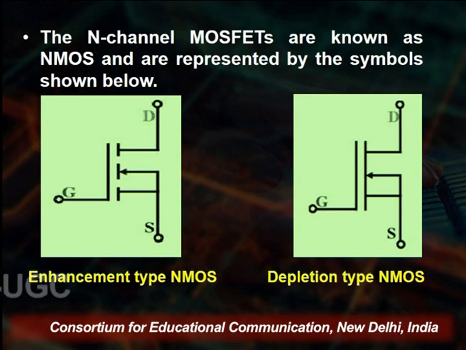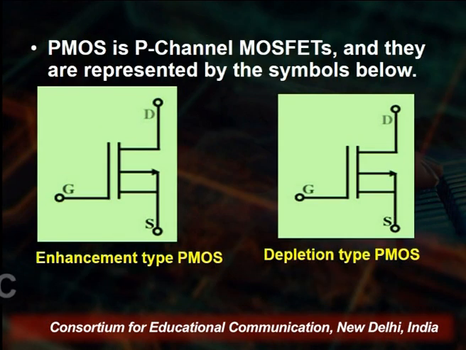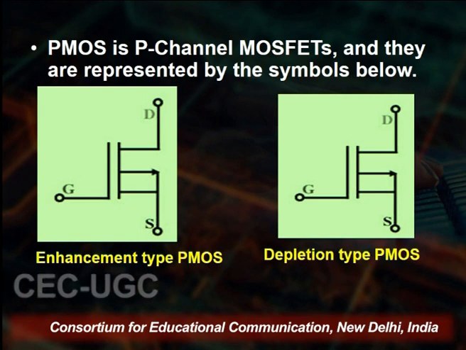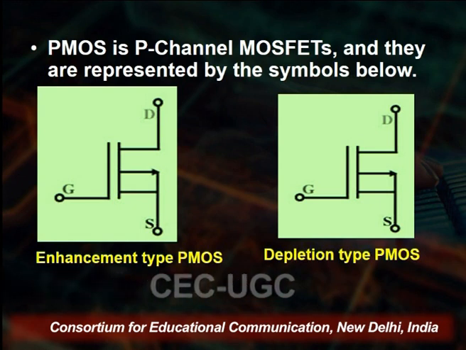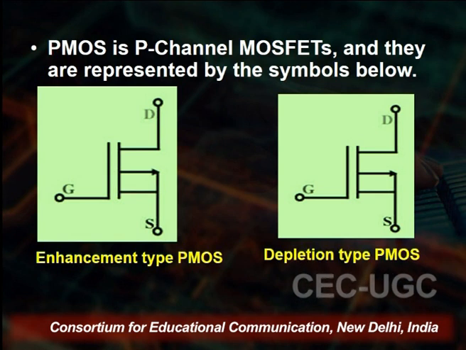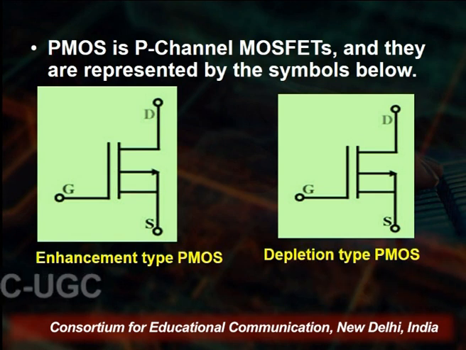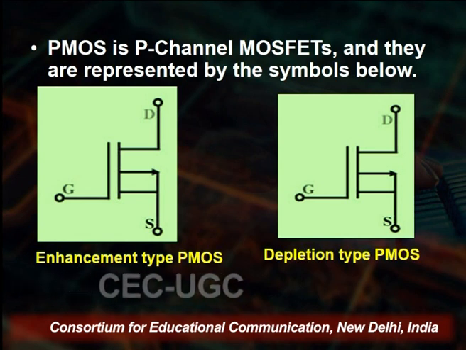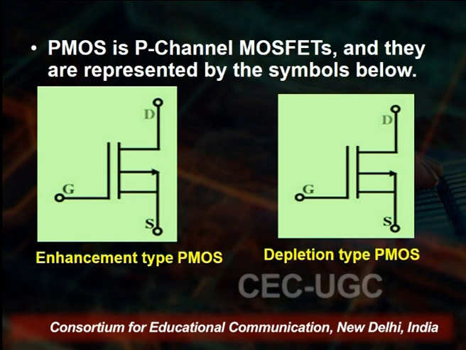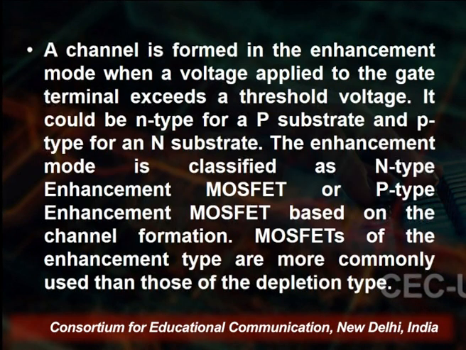So, N channel MOSFETs are known as the NMOS, and these are the symbols for the enhancement type and the depletion type that will be in the circuit diagram. Then PMOS, the P channel MOSFET, is represented by the symbol as you see here. The difference is that here the arrow is reversed. This is the enhancement mode type, and this is the depletion type PMOS for the P channel.